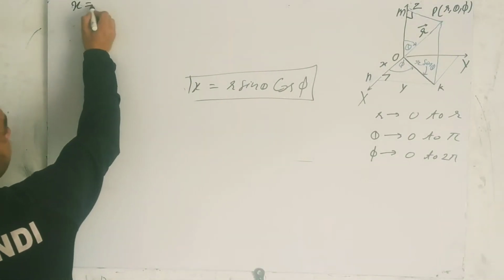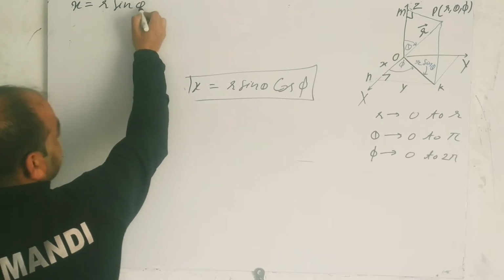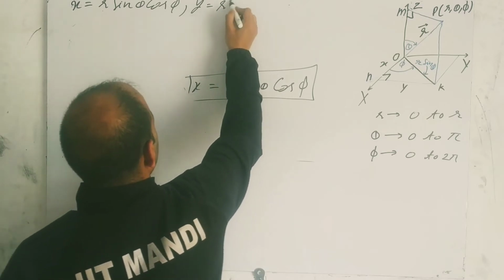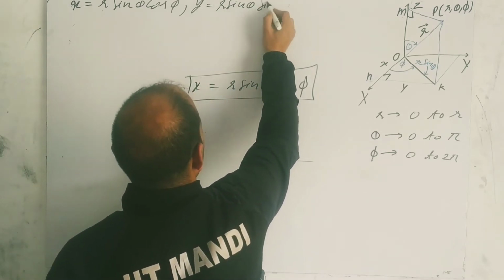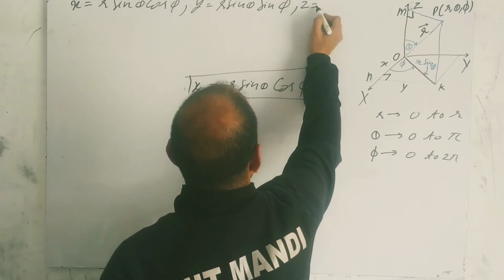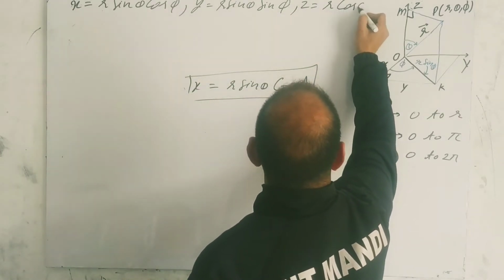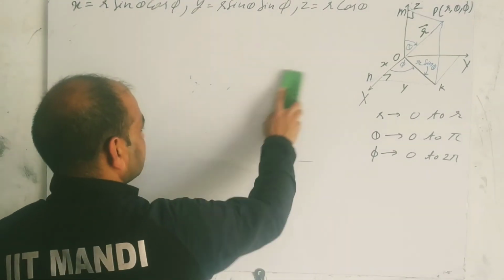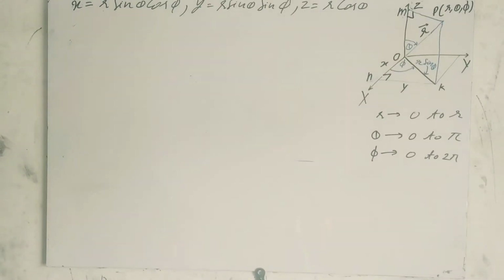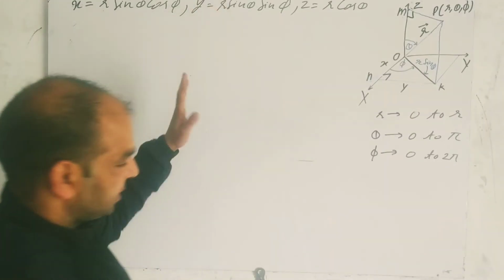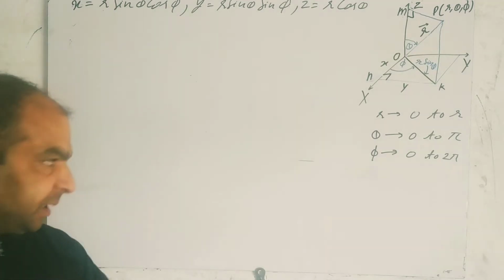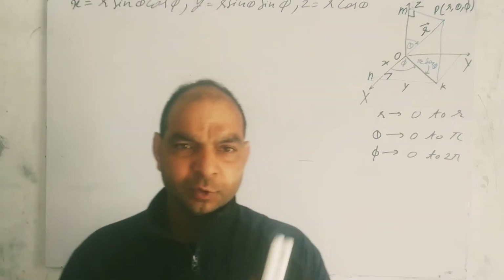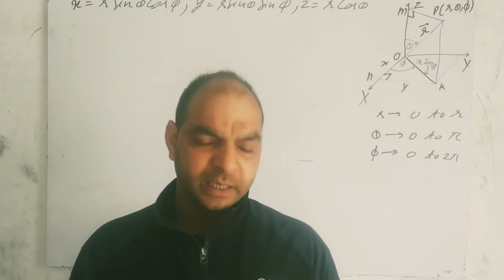x equal to r sin theta cos phi, y equal to r sin theta sin phi, z equal to r cos theta. Now if we know the spherical coordinates, we can find the Cartesian, but now we will derive it in another way, meaning the relation between Cartesian and spherical. If we know Cartesian, then how can we find the spherical coordinates?